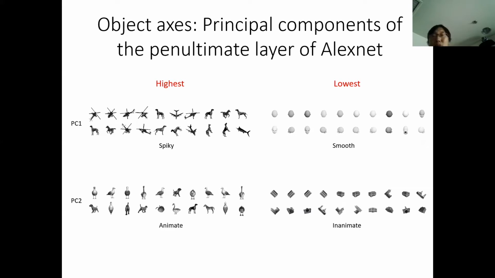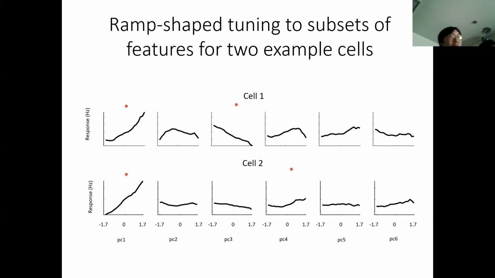And here's the second PC. It seems to correspond roughly to animate versus inanimate. And there are many more PCs that are hard to describe in words. So now we have a sub-object axis spanning the object space. When we analyzed the responses of cells in the no man's land network to objects parameterized by this object axis, we found they behave very much like face cells, with single cells showing ramp-shaped tuning to subsets of object parameters.